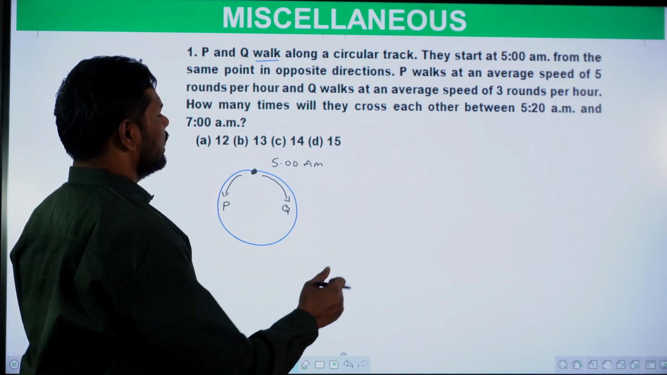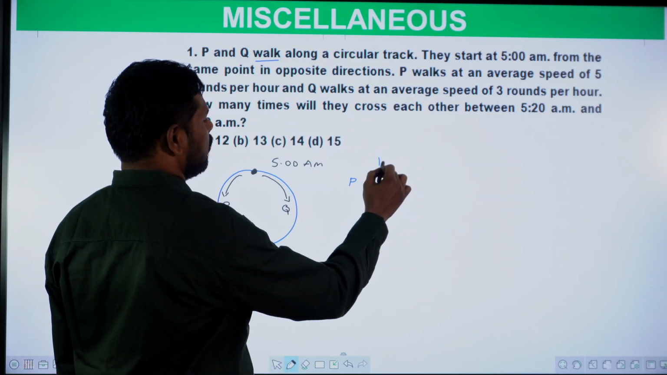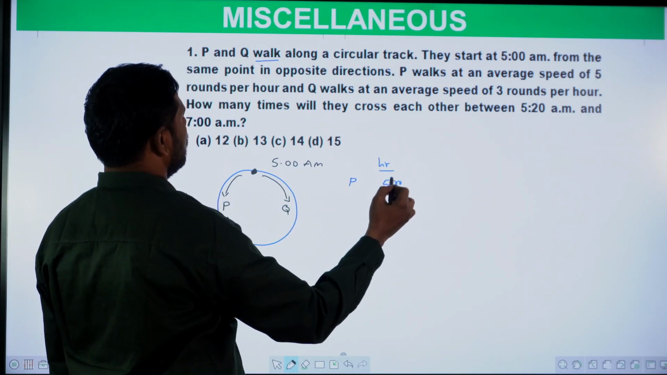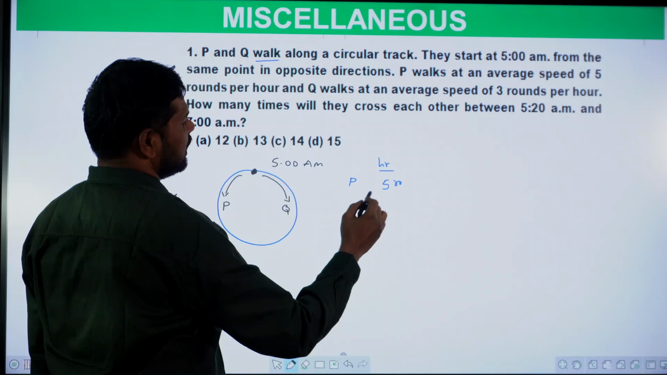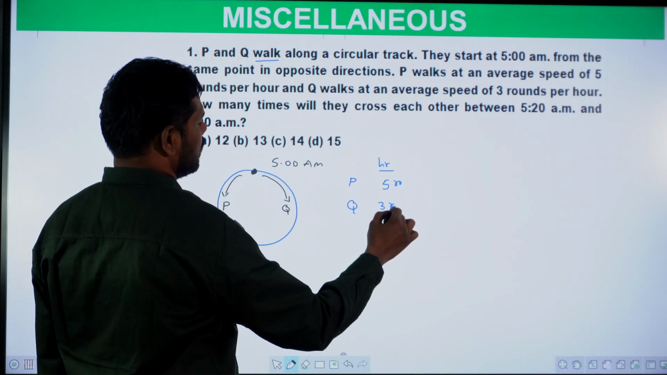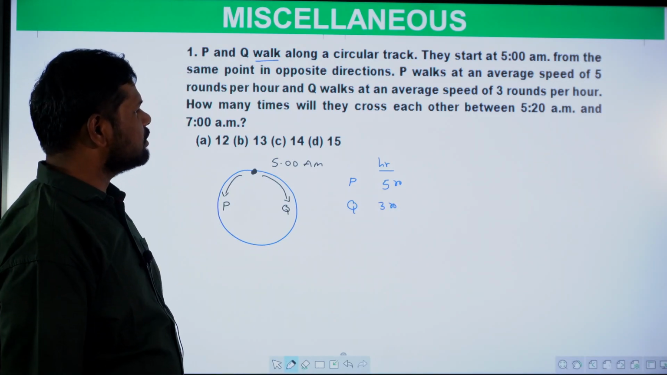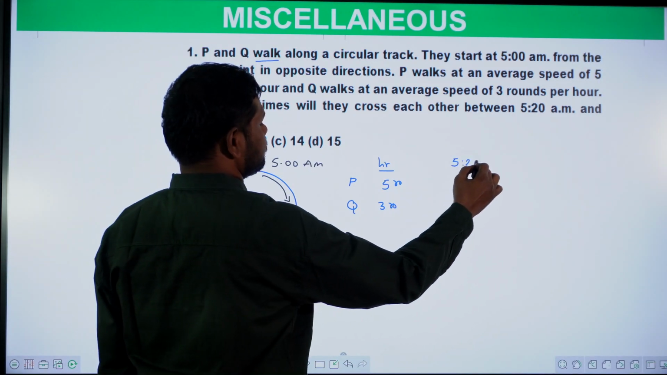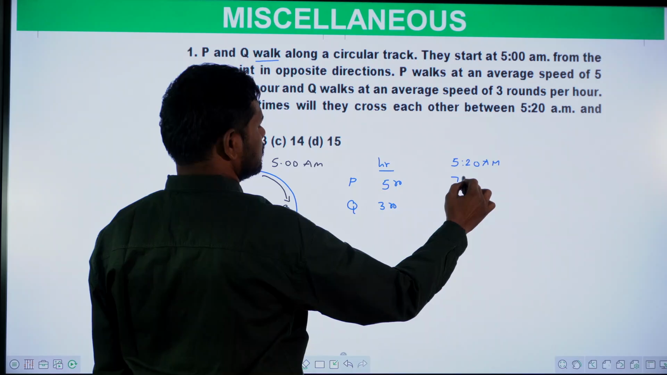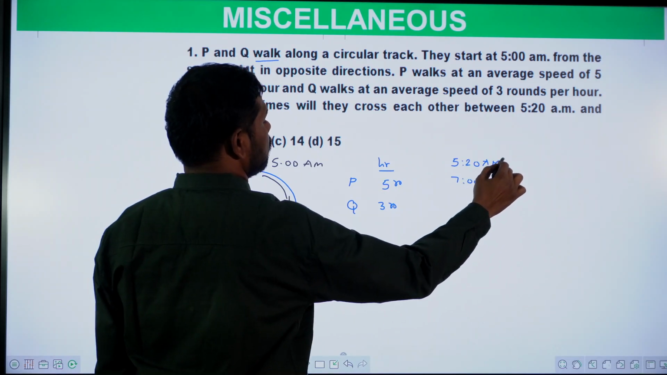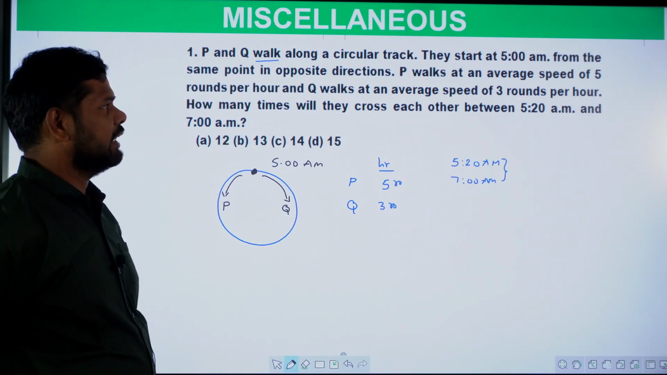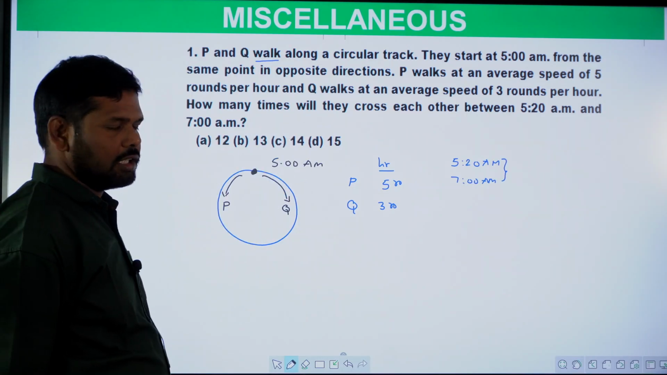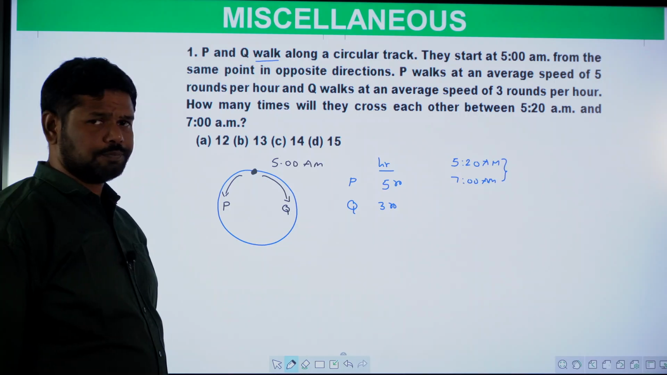P walks at an average speed of 5 rounds per hour, and Q walks at an average speed of 3 rounds per hour. How many times will they cross each other between 5:20 a.m. and 7 a.m.? They start at 5 a.m. at the same point. How many times will they cross each other? That is the case. Now observe.